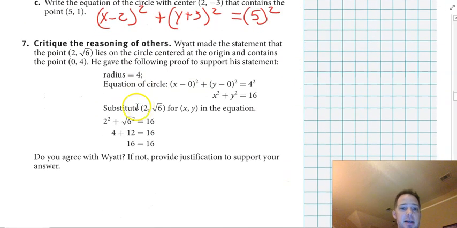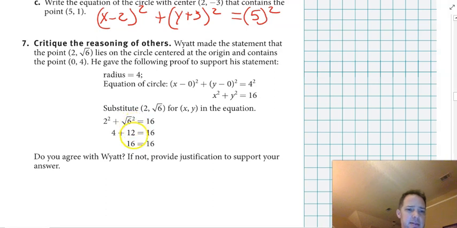All right, let's look at number 7, see what mistake they made, if they did one. Wyatt made the statement that the point 2, square root of 6 lies on the circle centered at the origin and contains the point 0, 4. He gave the following proof. So radius equals 4, equation of the circle with the center at 0, 0. Looks like he made a mistake. Oh, yeah.